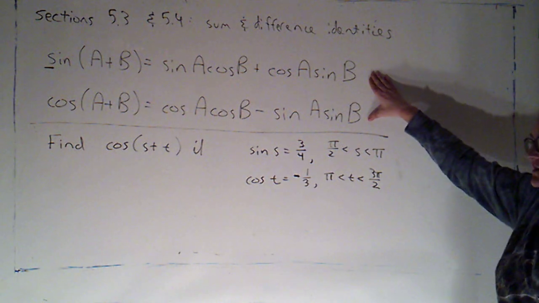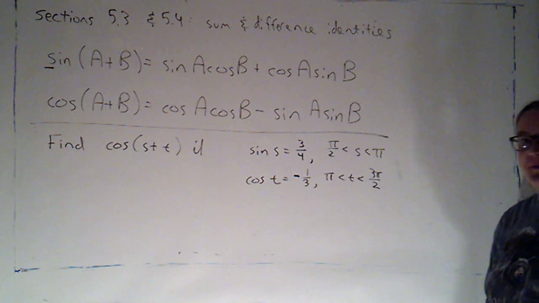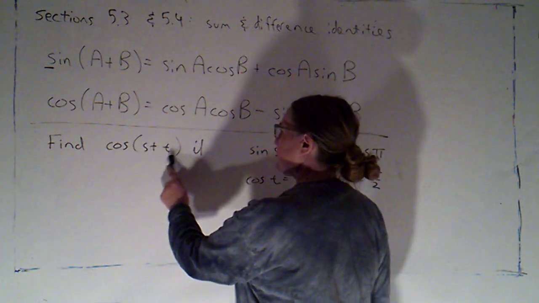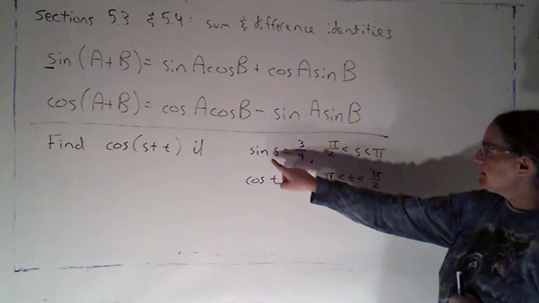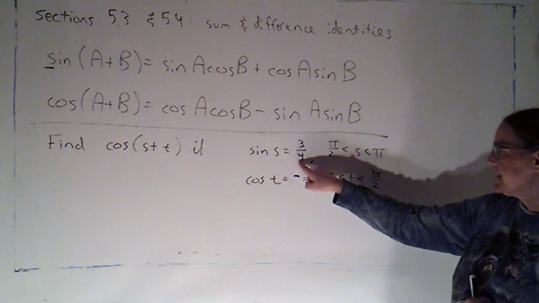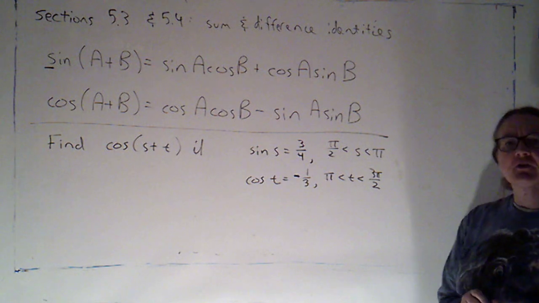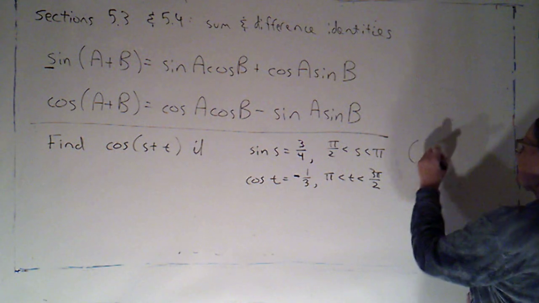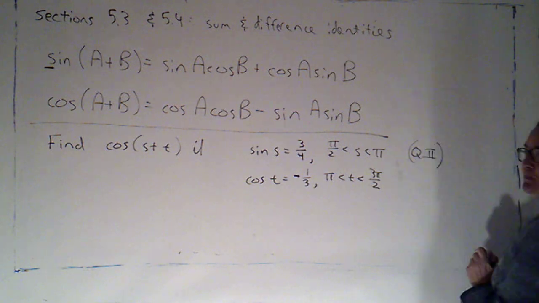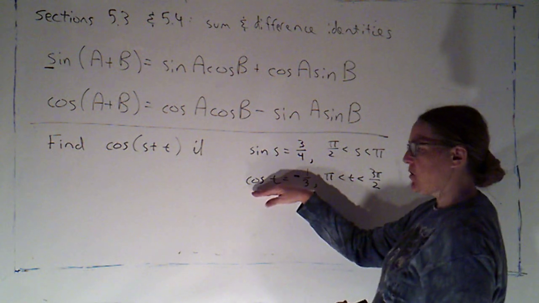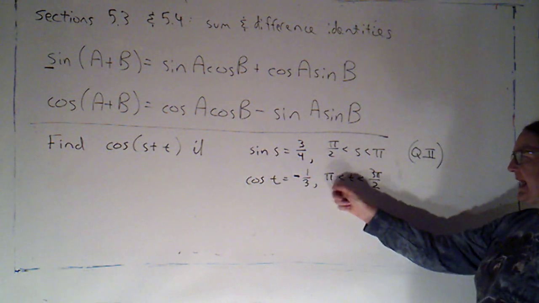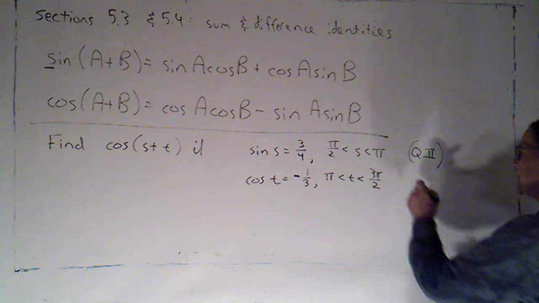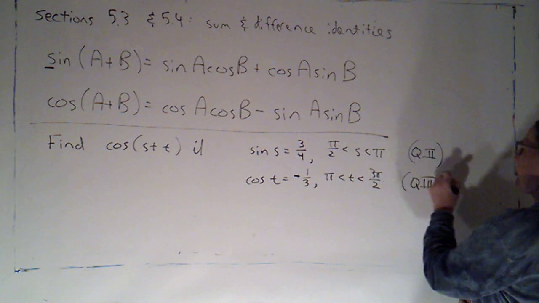Okay, so in the last video we learned the sum formulas for sine and cosine. So I've got a new sort of problem up here. I want to evaluate cosine of s plus t, and I'm not telling you exactly what s and t are, but I'm telling you that sine of s is 3/4, and s is between pi over 2 and pi. Now notice that's putting it in quadrant 2. And then I'm telling you that cosine of t is negative 1/3, and t is between pi and 3 pi over 2. So that's going to put me in quadrant 3.